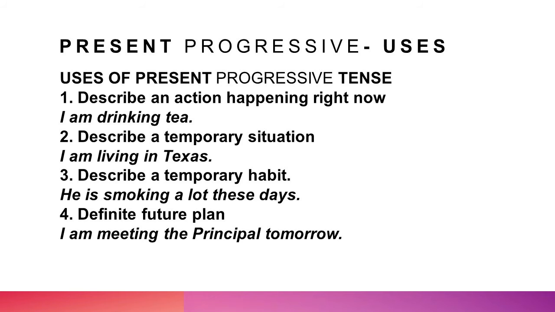To describe a temporary habit: he is smoking a lot these days. For a definite future plan: I am meeting the principal tomorrow. Now look at this, you use the present tense to even specify a future action.